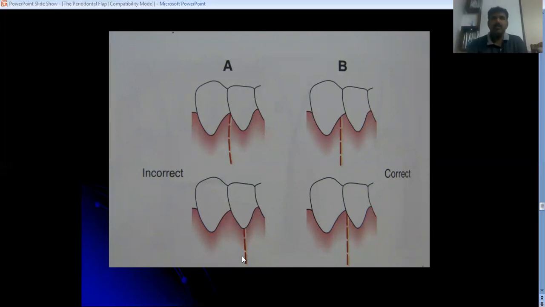And another aspect when you give vertical incisions is that the incision should be given in such a way that the base is wider. The base should be wider because when the base is wider, you may have more blood supply to that flap. So that is the basic idea.